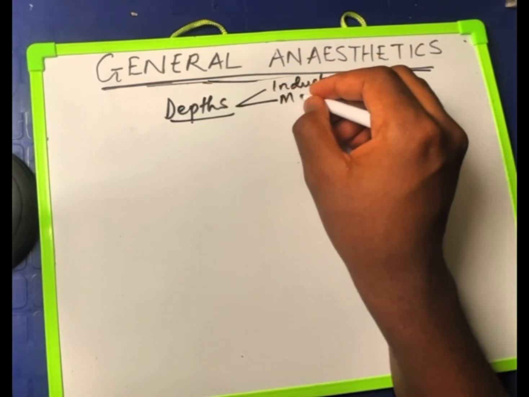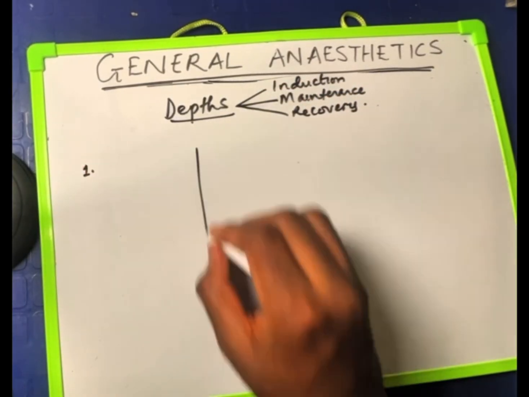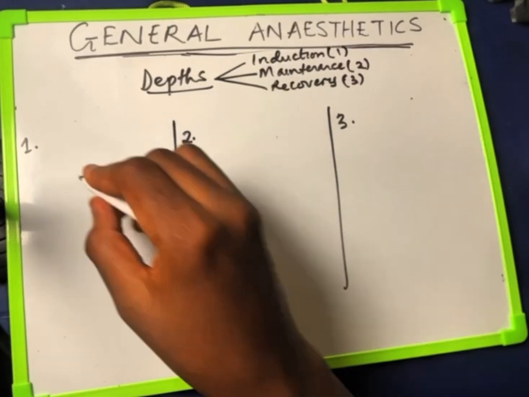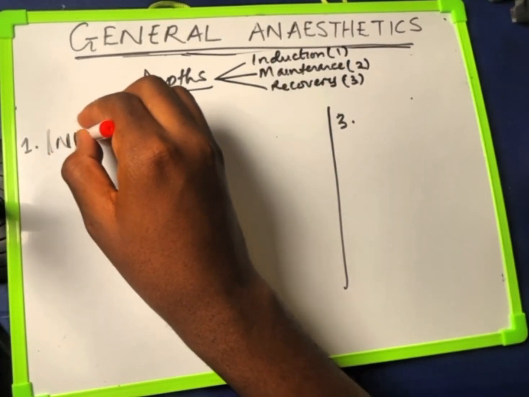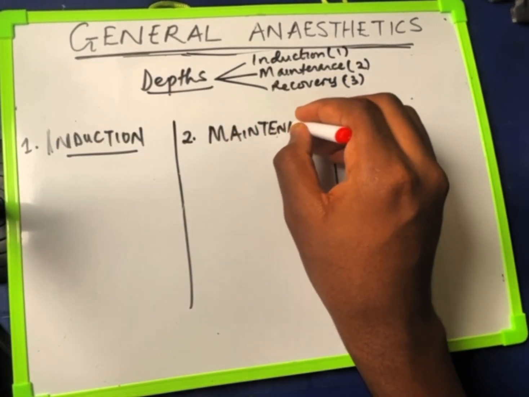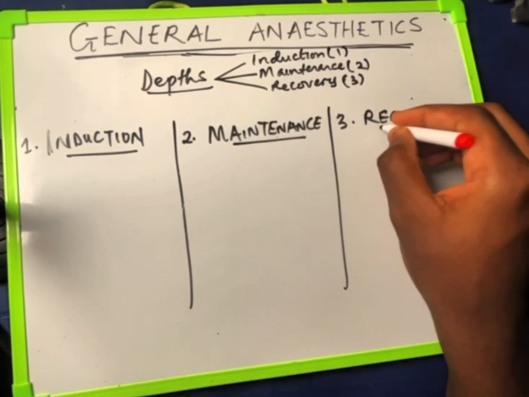Now, what are the different phases? They include induction, maintenance, and recovery. Induction is from the time of administration to loss of consciousness. Maintenance gives a steady state, and then recovery is when the patient regains consciousness. So for induction, we're going to be talking about what are some drugs we can think about, and what are some things to take note of.